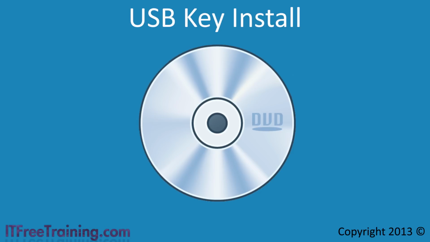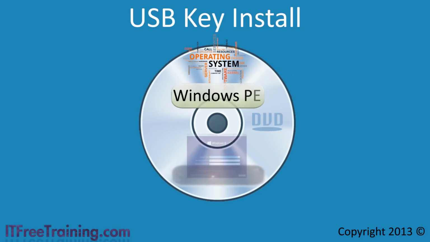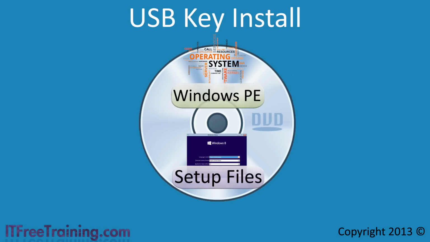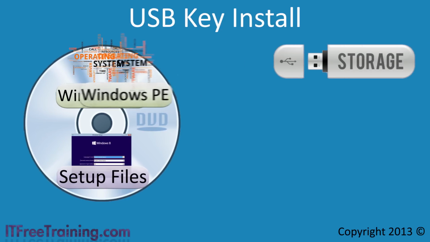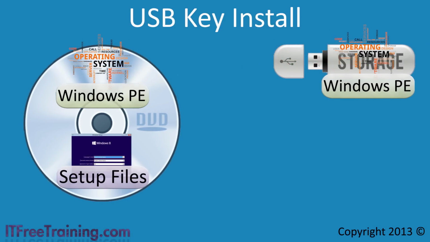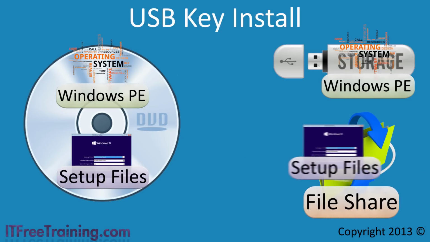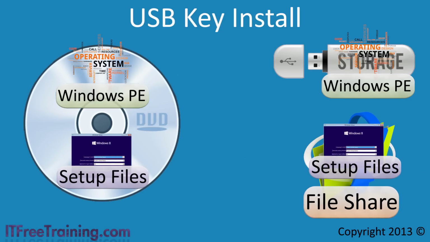Rather than perform the same process that I performed with the DVD, I'm going to make a few little changes. If you recall, the DVD contains Windows PE and the setup files. It is a simple matter to copy these to a USB key and have the USB key work just like the DVD. Rather than do this, I will instead copy Windows PE to a USB key and copy the setup files to a file share on the network. This will give you a partial network solution.